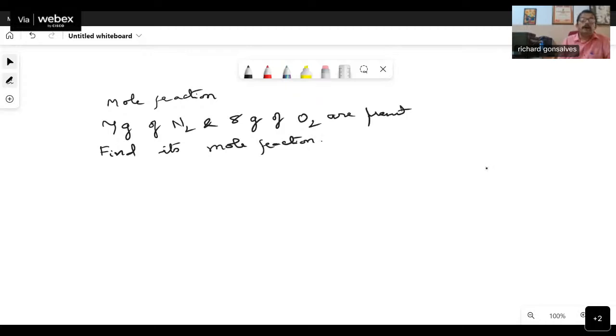We'll do it. What do you have to do? Number of moles of nitrogen. How to find number of moles of nitrogen? Mass divided by molar mass of nitrogen. One nitrogen is 14, two nitrogens are 28. Therefore, 7 by 28 is 1 by 4. 1 by 4 is 0.25.